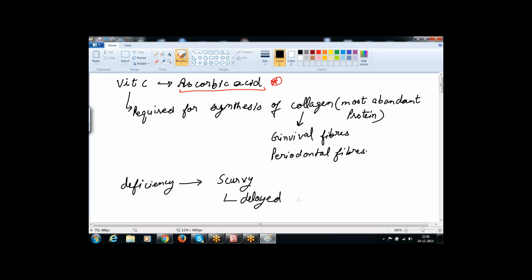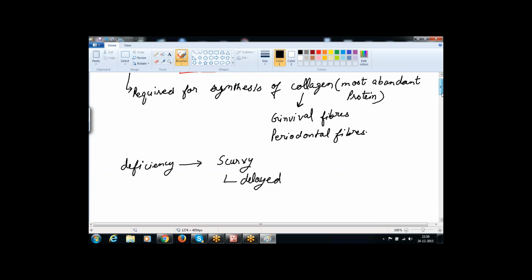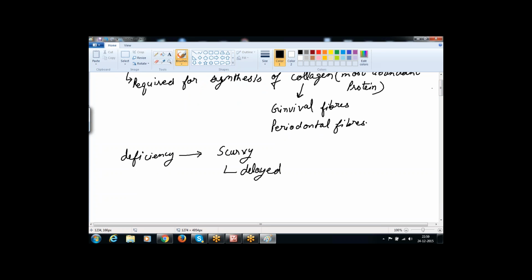Why? Because when a wound heals, the collagen must deposit in the wounded area to rebuild that structure. To rebuild, a lot of protein is required for growth, for repair. So delayed wound healing. Wounds of these people don't heal properly. And even if they heal, they leave scars. A lot of scars and marks will be left behind.